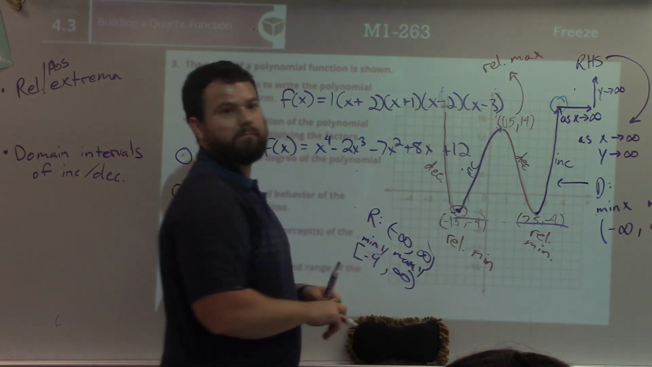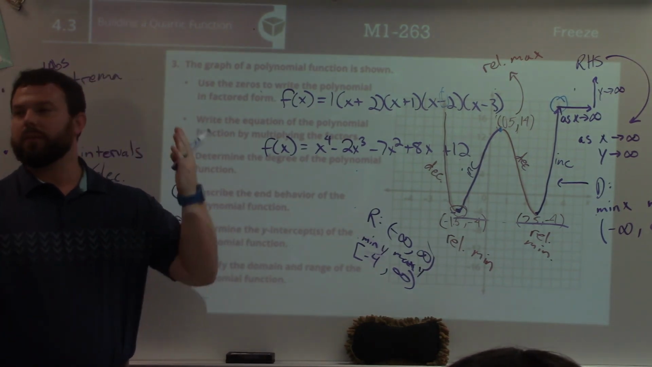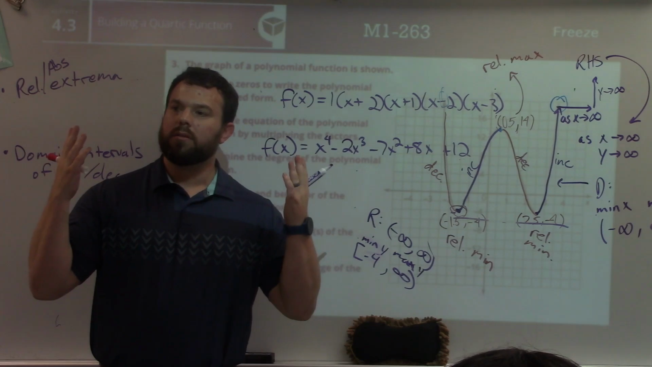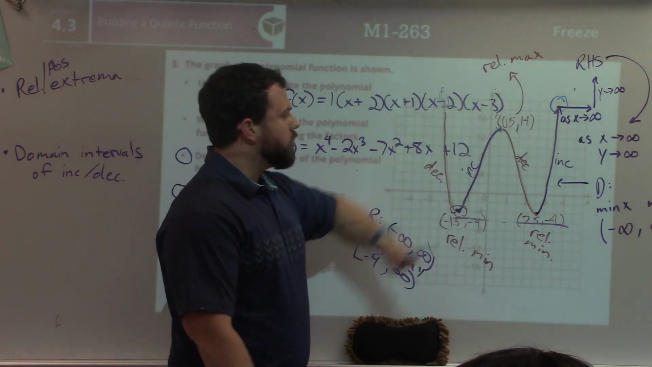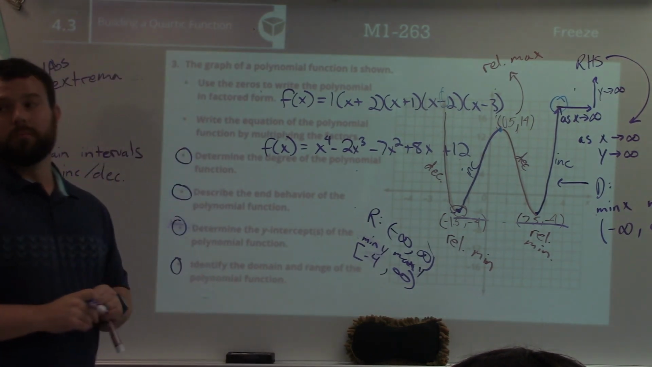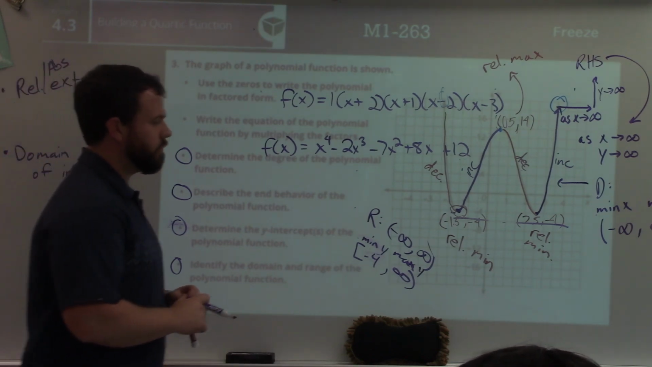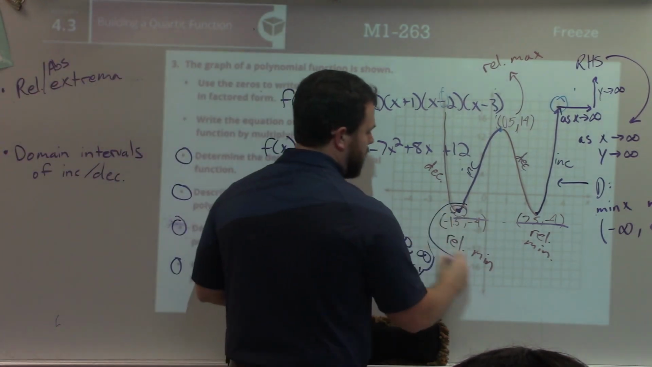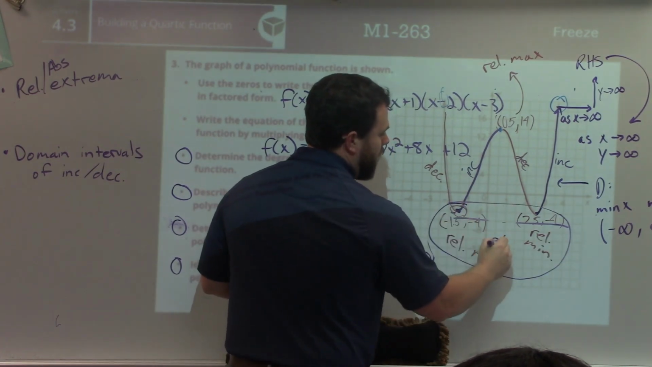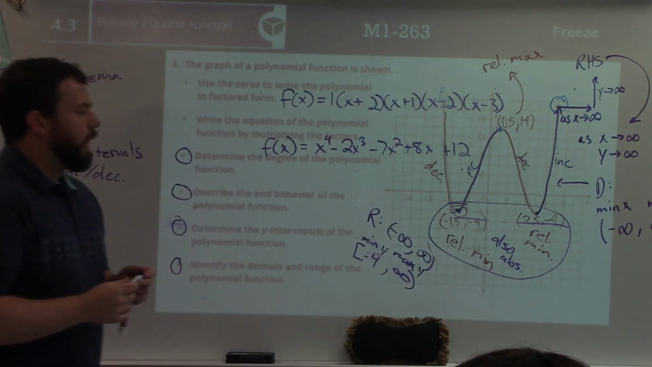Now, is that the absolute maximum for this graph? No. Why not? Why is there not one? It keeps going up forever. Can you get more than infinity? No, so that's not an absolute maximum. Do we have an absolute minimum though? Where? Or what value? That -4 in here, right? Also absolute.